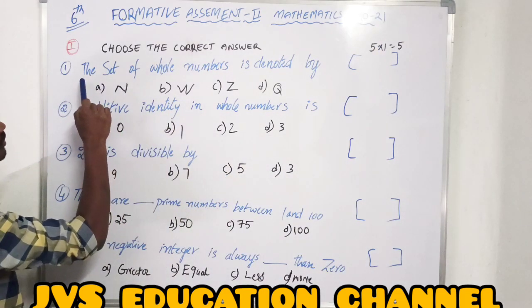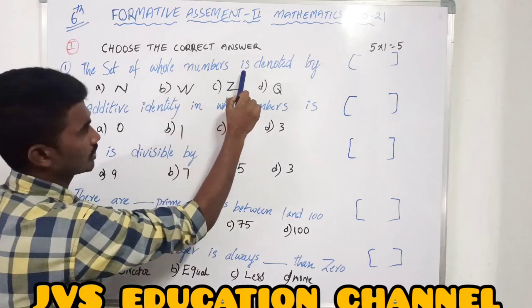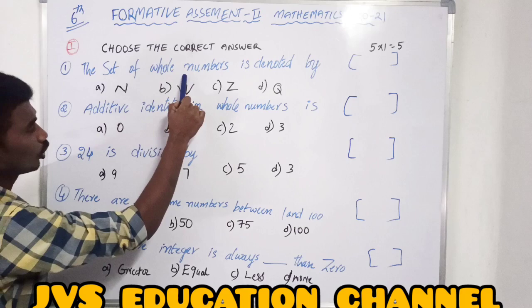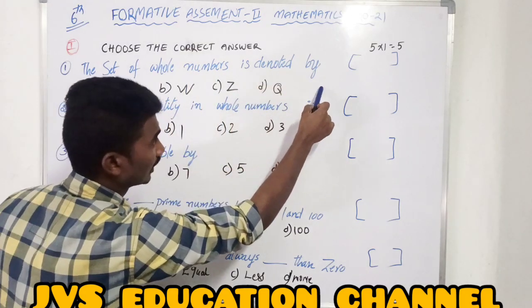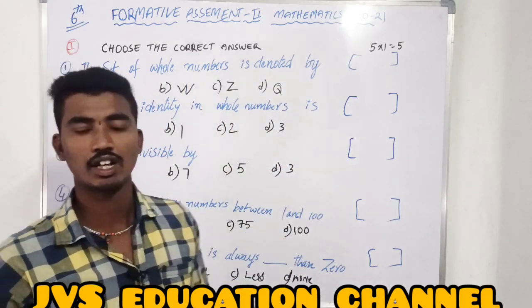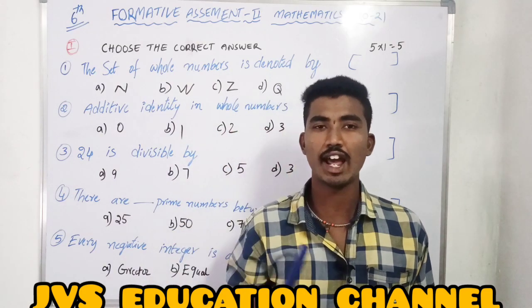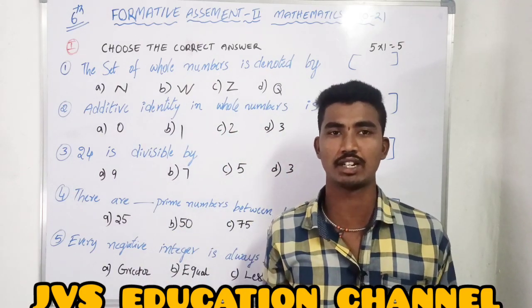The first one is: the set of whole numbers is denoted by. Listen, what are whole numbers? The numbers obtained when 0 is added to the natural numbers are called the whole number set.